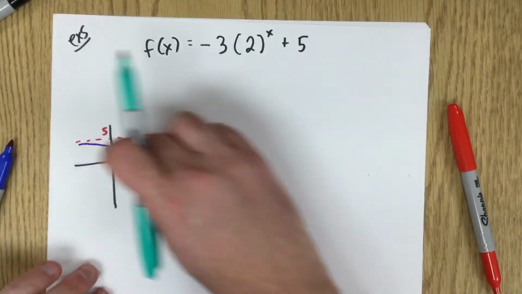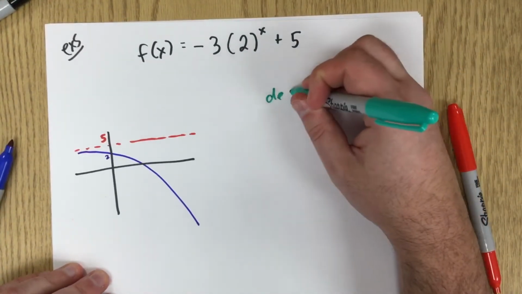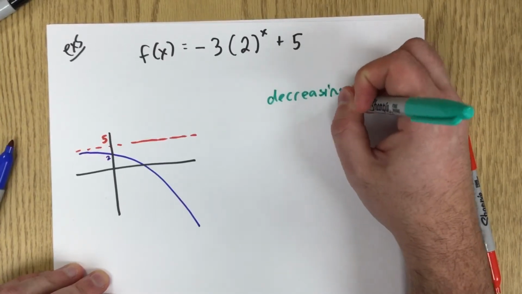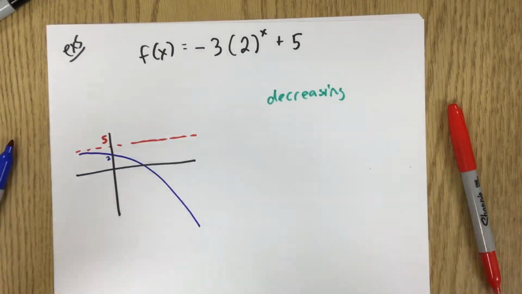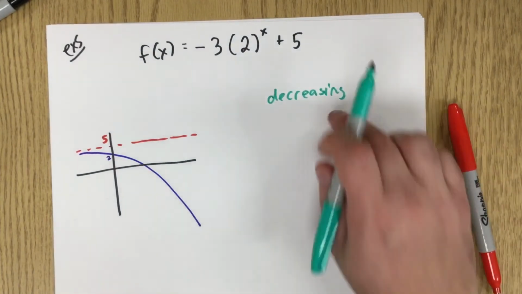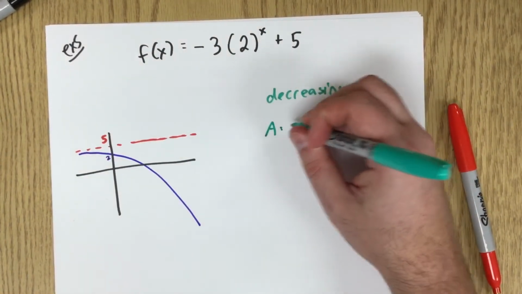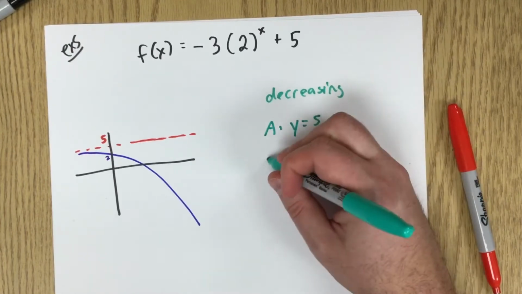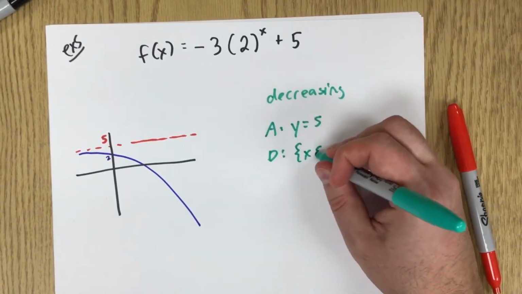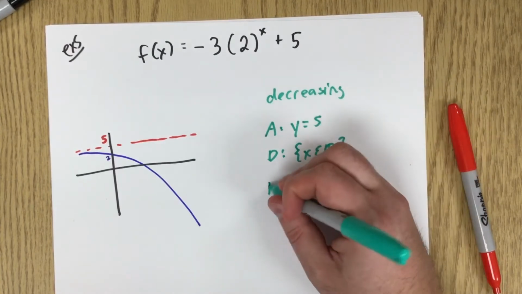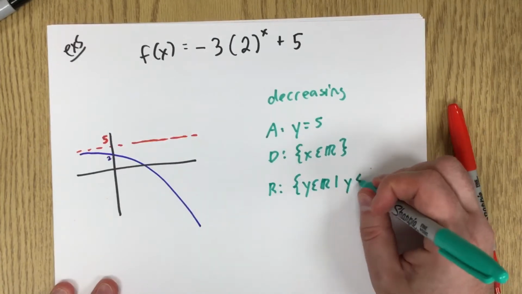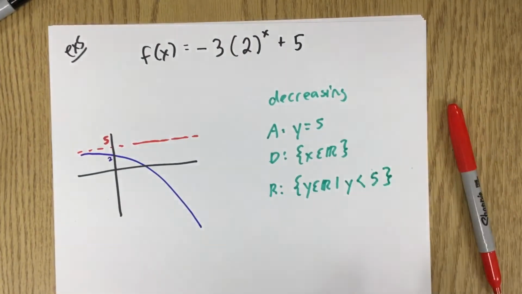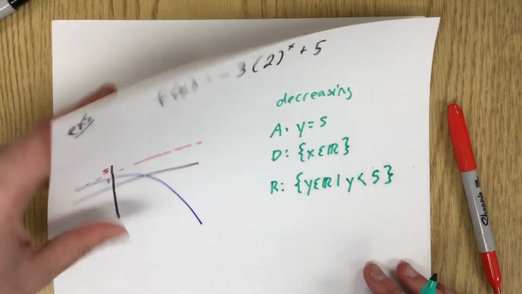What's different here is I just want to show that this is decreasing. So this is an example of a graph that's decreasing. It's getting more and more negative. I mean, the number itself looks bigger because it's getting closer to -infinity, but still we call this decreasing. The asymptote is y equals 5. Domain is all real numbers. And the range is all real numbers such that y is less than 5. Okay.